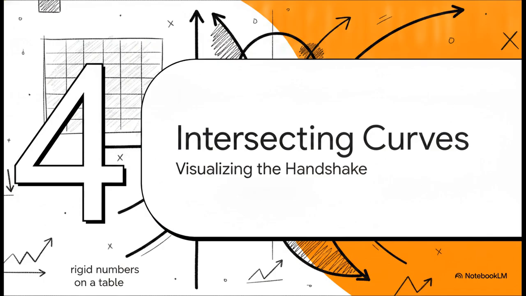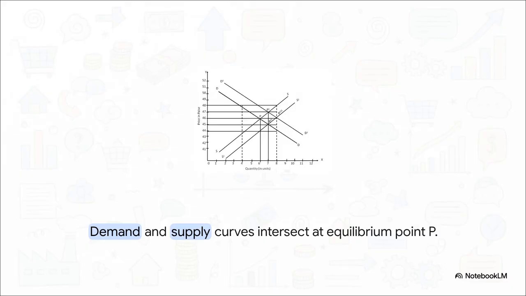Visualizing the handshake. Let's see how this builds from the rigid numbers on a simple table into dynamic, visual lines. And this brilliantly illustrates the exact same data we just looked at, just mapped out visually on a graph. The line marked DD, that's our demand curve. Notice how it slopes downwards? That's because buyers naturally want way more stuff when prices are lower. The line marked SS is our supply curve, sloping upwards because sellers want to supply more when the price is high.